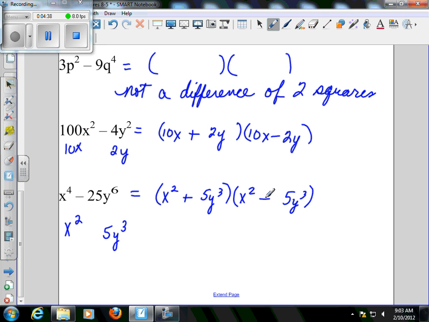Okay, so this is just a neat little shortcut for factoring polynomials that are the difference of two squares. This only works in this particular case. You have to have two squares separated by a minus sign. So I hope this helps. Thank you very much.